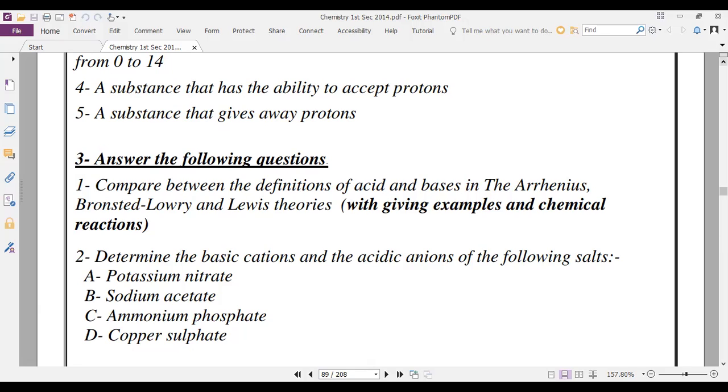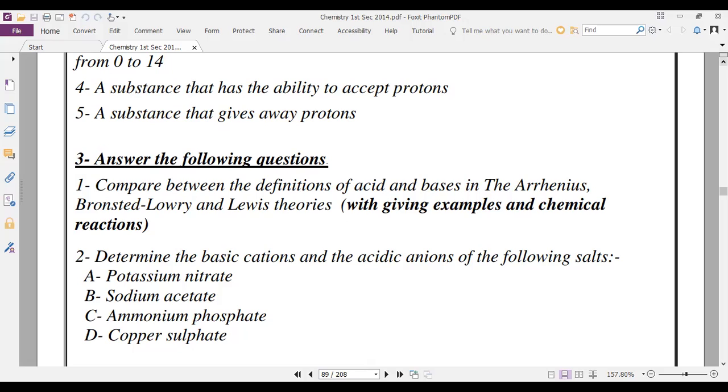Right. Okay. Sodium acetate? CH3COONa. Right. Acidic anion? The acidic anion will be CH3COO negative. Right. And the basic cation? Sodium, Na. Right. Okay.